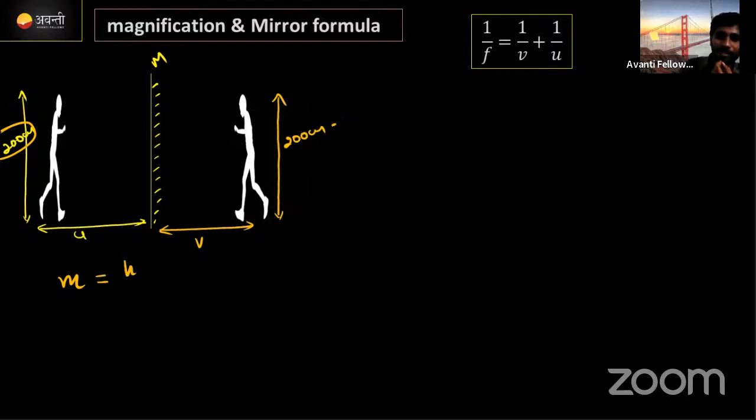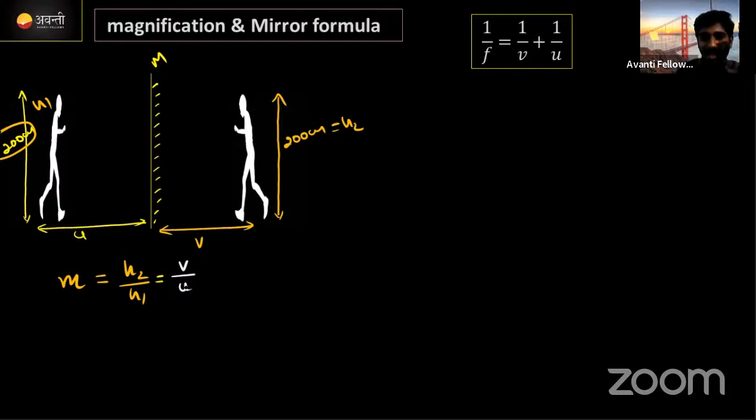I'm going to take this one as h2, this one as h1. Okay, h2 by h1, which represents the magnification in terms of height. And in terms of distance, how do we calculate it? Image distance over object distance. Clear? But here one more thing we need to add.